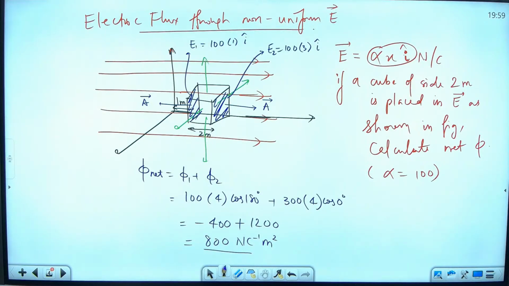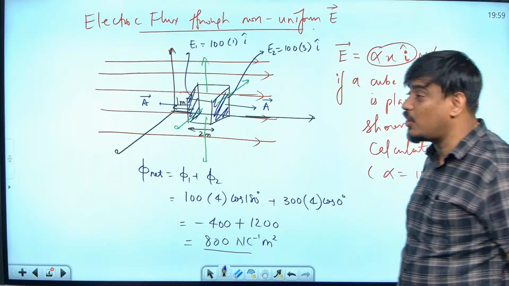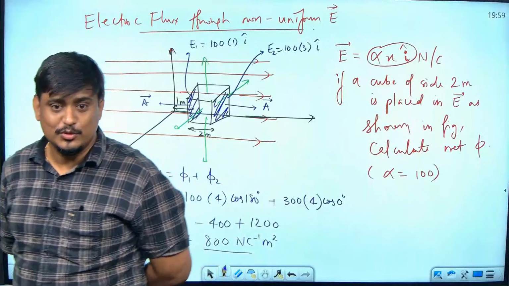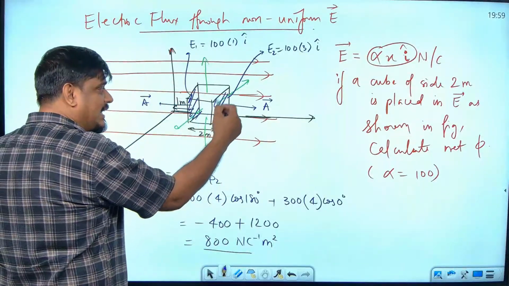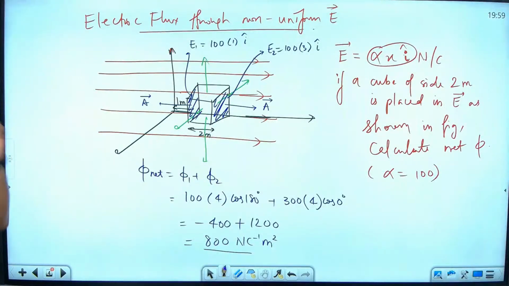Are you getting how the answer has come? Here electric field was non-uniform. So it will have a different value at this face and a different value at this face. And how I have solved, is it clear to you?